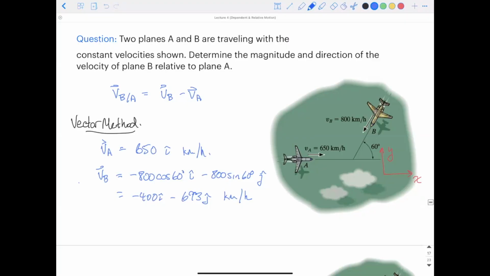So now if we calculate v_B/A, which is just the vector v_B minus v_A, we would get negative 1050 i minus 693 j kilometers per hour.